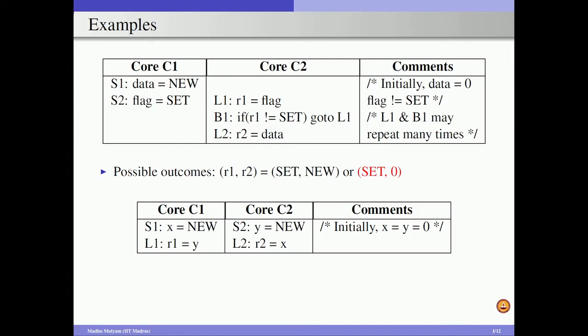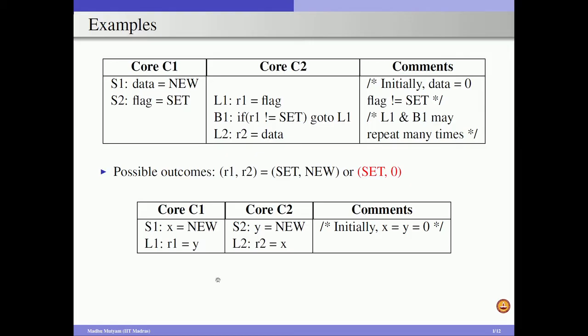Here again we have two cores, core 1 and core 2, and core 1 is executing a store instruction followed by a load instruction. Here we are storing the value new, and in the load instruction we are reading the value from memory location y. Similarly, core 2 is executing a store instruction followed by a load instruction, but here store 2 is storing a value new into memory location y, and the load instruction is going to read a value from memory location x to register R2. So, what will be the possible outcomes from this piece of code? And initially our x and y values are 0.